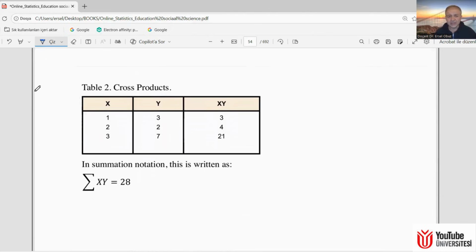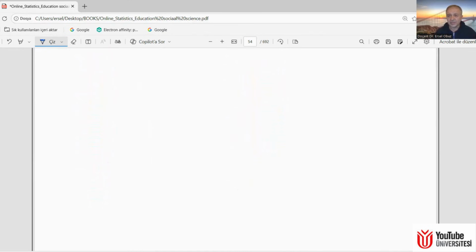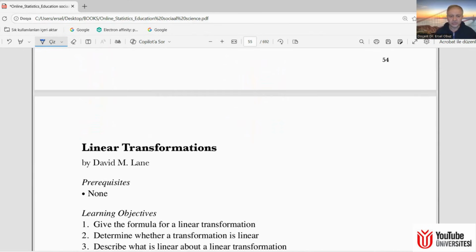Cross products are easy. We multiply each x value with its corresponding y value. So 1 times 3, 2 times 2, 3 times 7. So it's going to be 3, 4, and 21. Then we add them up: 7, 21, it's going to be 28. So math is important. When you deal with statistics, math is really important.